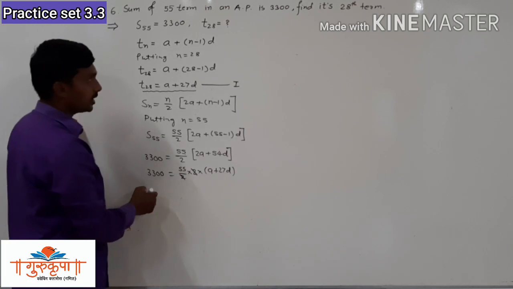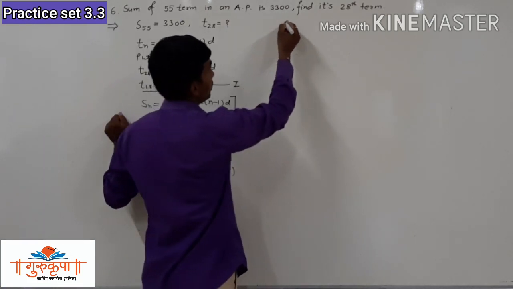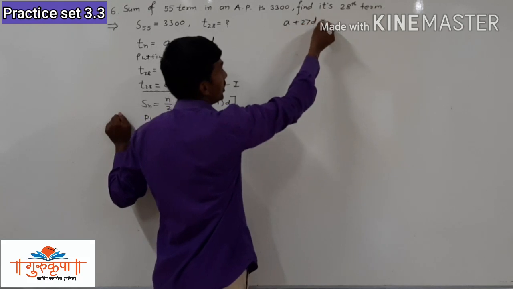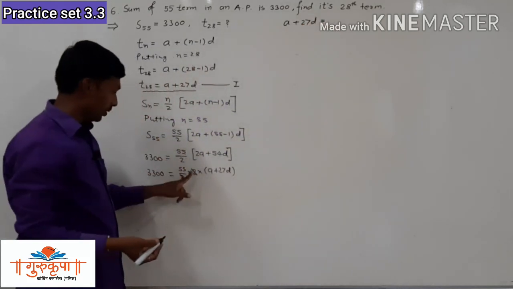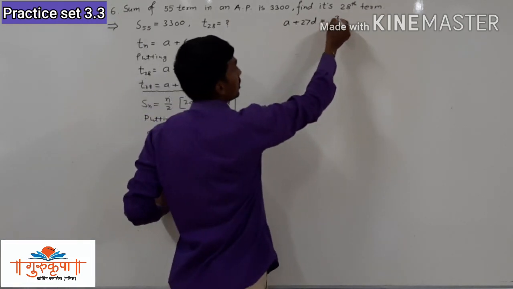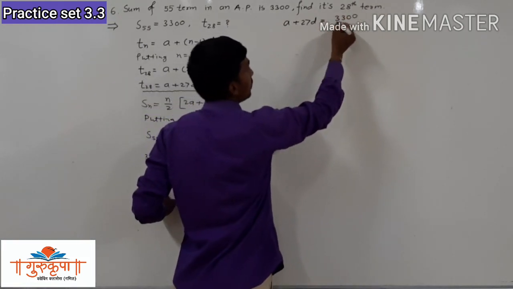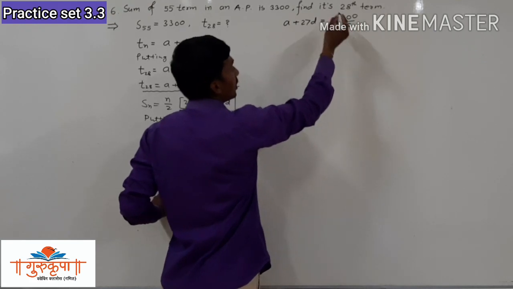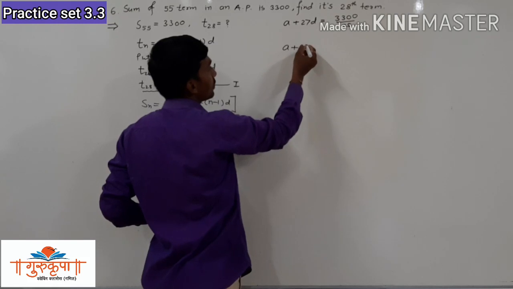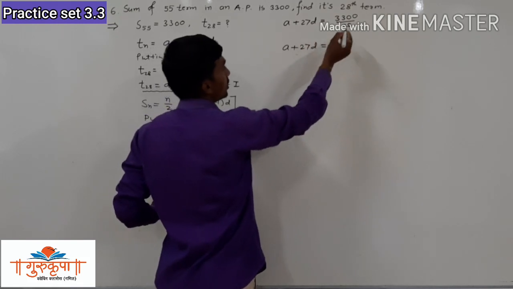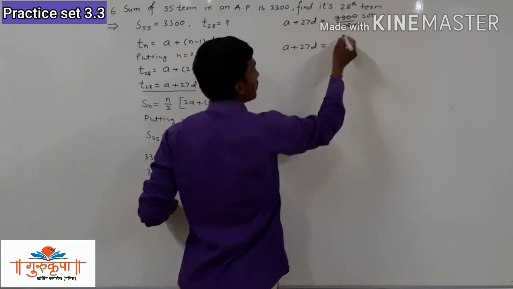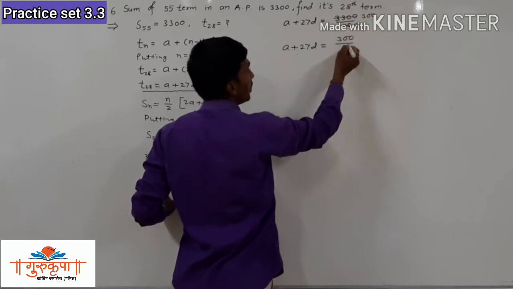So here we can write a plus 27d is equal to, we have to transfer this 55 to the left side, so you will get 3300 divided by 55. And now we can divide both the numerator and denominator by 11. A plus 27d is equal to 11 3s are 33, 0 as it is, 11 5s are 55. Now we have 300 divided by 5.